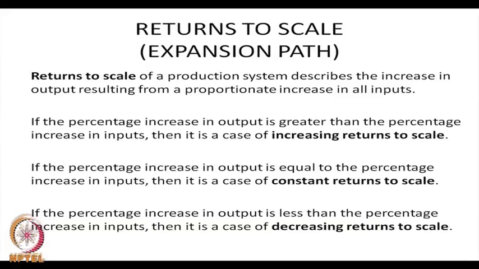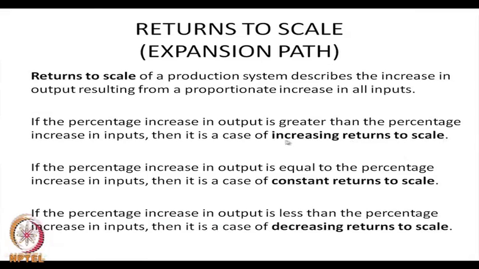Returns to scale is also called expansion path. Returns to scale of a production system describes the increase in output resulting from a proportionate increase in all inputs, just as I had told, proportionate increase in all inputs. Now, if the percentage increase in output is greater than the percentage increase in inputs, then it is a case of increasing returns to scale.